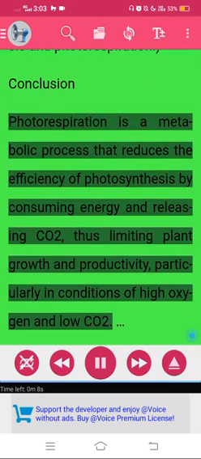Conclusion. Photorespiration is a metabolic process that reduces the efficiency of photosynthesis by consuming energy and releasing CO2, thus limiting plant growth and productivity, particularly in conditions of high oxygen and low CO2.